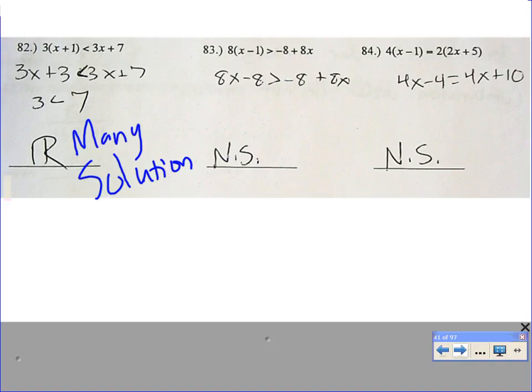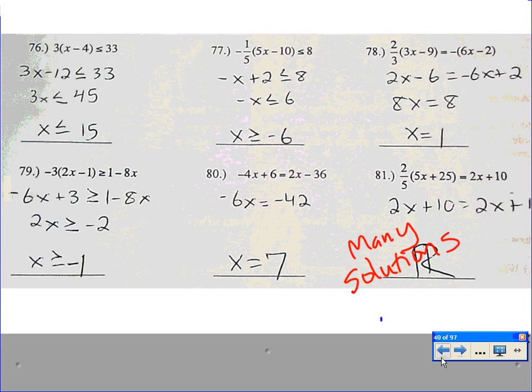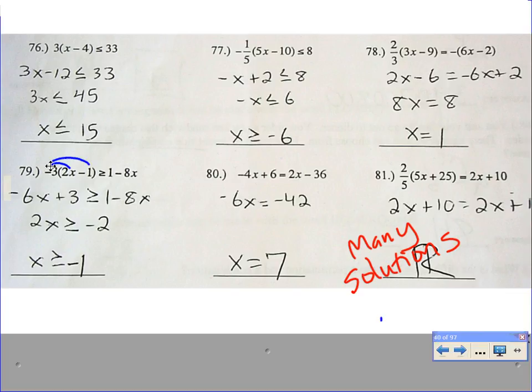Jake? Yep, 76. Okay, 79. First thing you need to do is distribute the negative 3 through. As you distribute negative 3 through, we end up with negative 6x plus 3 greater than or equal to 1 minus 8x. Did you have that? Oh, so you switched it by accident? So, Jake, did you still get negative 1, but your sign was wrong? Okay. Only flip the sign if you multiply or divide by a negative. That's it. Anyone else?